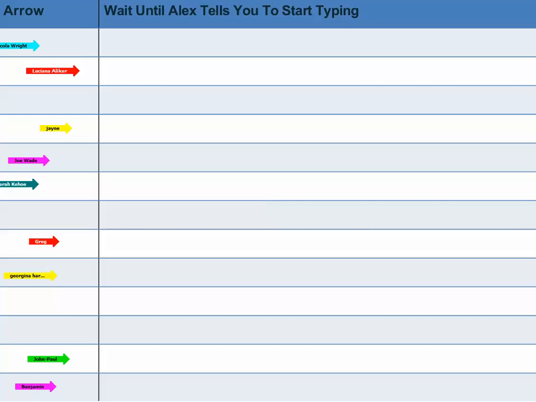So fingers at the ready, and type as quickly as you can, and then click away from your typing when you're finished. Are we ready? Right, here we go. Start. I honestly believe that I can type faster than I can talk. Full stop. End of thing.